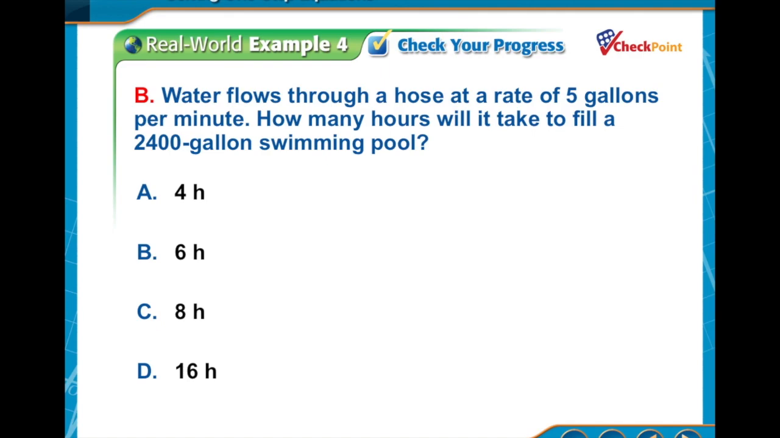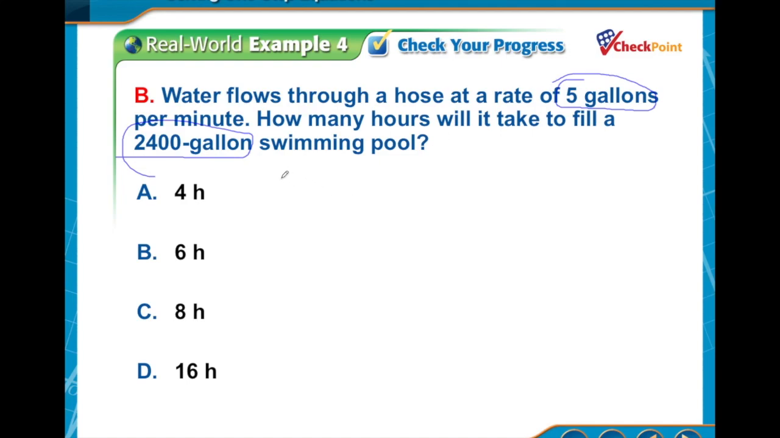Okay, our last example for today is another real-world context problem. We see water flowing through a hose at a rate of 5 gallons per minute. We want to know how many hours will it take to fill a 2,400-gallon swimming pool. So, let's circle what's important. 2,400 gallons is the total volume of the swimming pool. The water is filling the pool at 5 gallons per minute. So 5 gallons each minute. We want to know how many hours will it take to fill that 2,400-gallon pool.